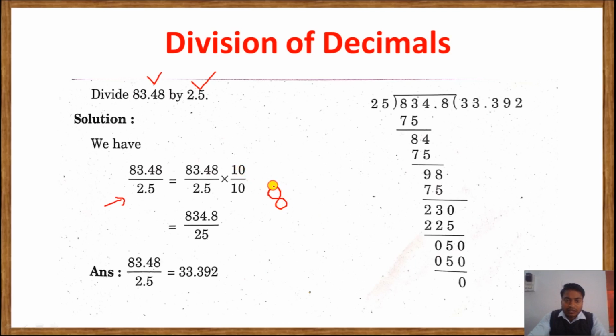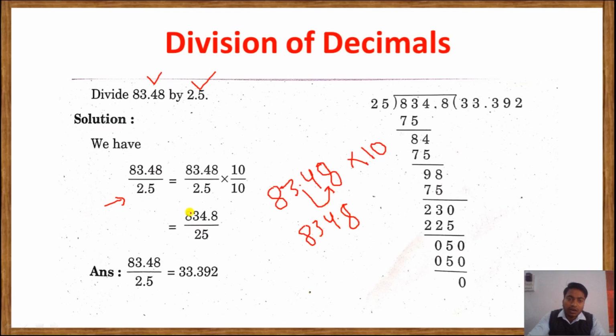So 83.48, this we have to multiply by 10, and you know very well the rule: when you multiply by 10, the decimal point will move right side by one place. Right now you can see the decimal point here, so it will move right side by one place. That means 834.8 will be the answer.